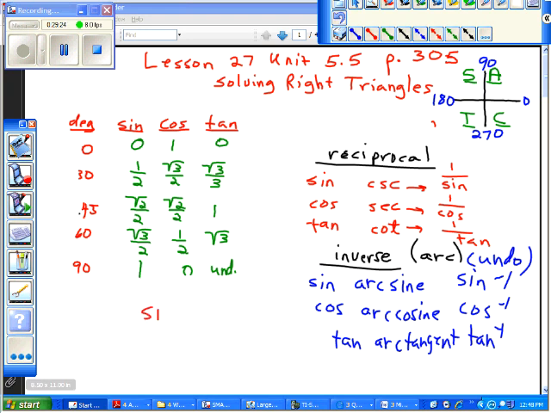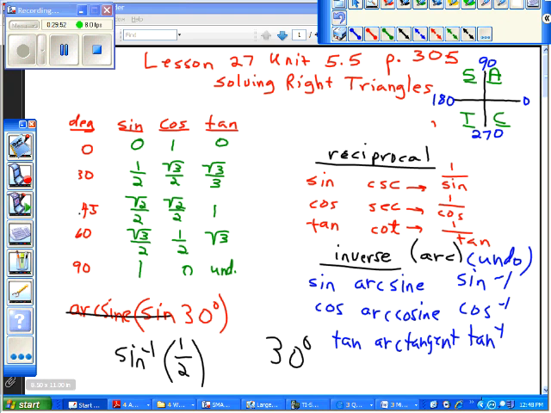What if I said, okay, I want the sine of 30 degrees, and then I want the arc sine of that. So what is the arc sine of the sine of 30? Well, what is the sine of 30? 1/2. What is the inverse sine of 1/2?